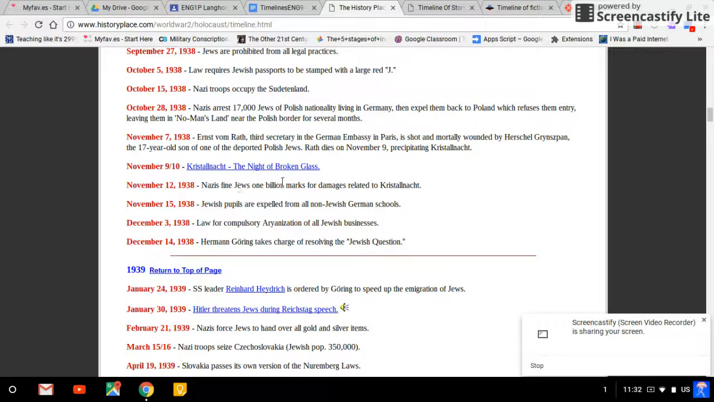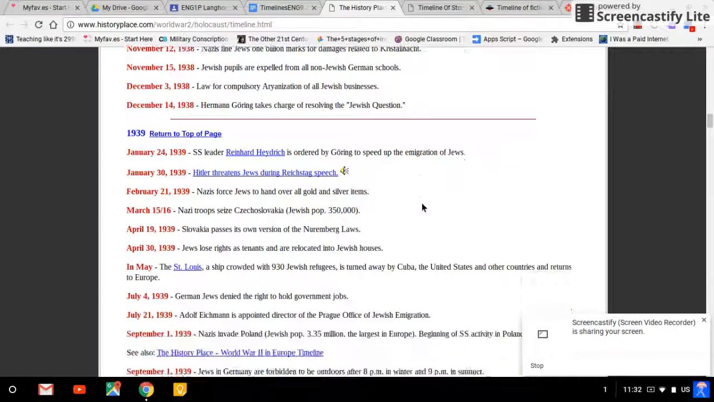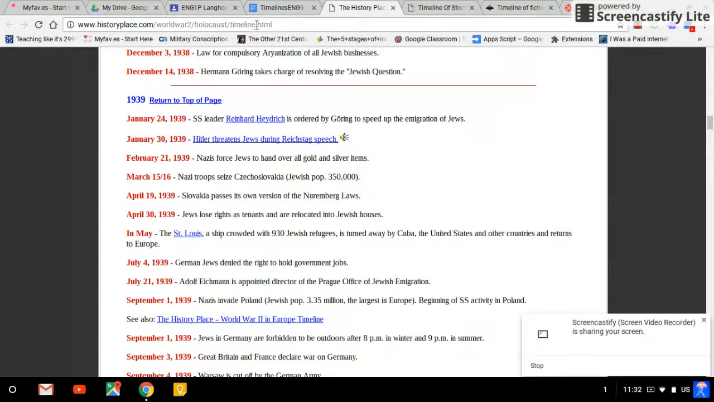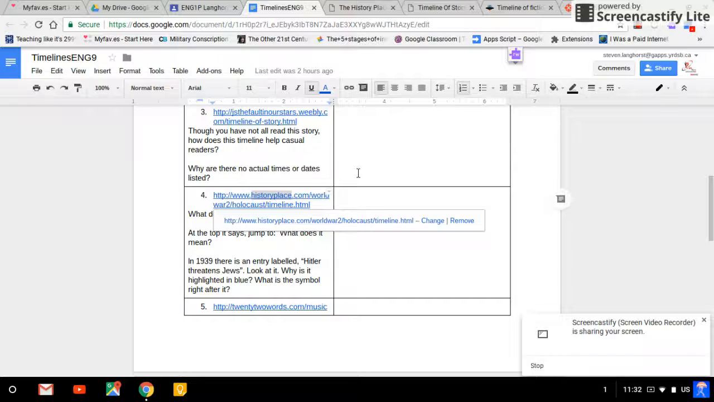So the bottom line here is this is a pretty detailed timeline with a lot of connections and links to it. And that's what the questions show. So what does this timeline represent?